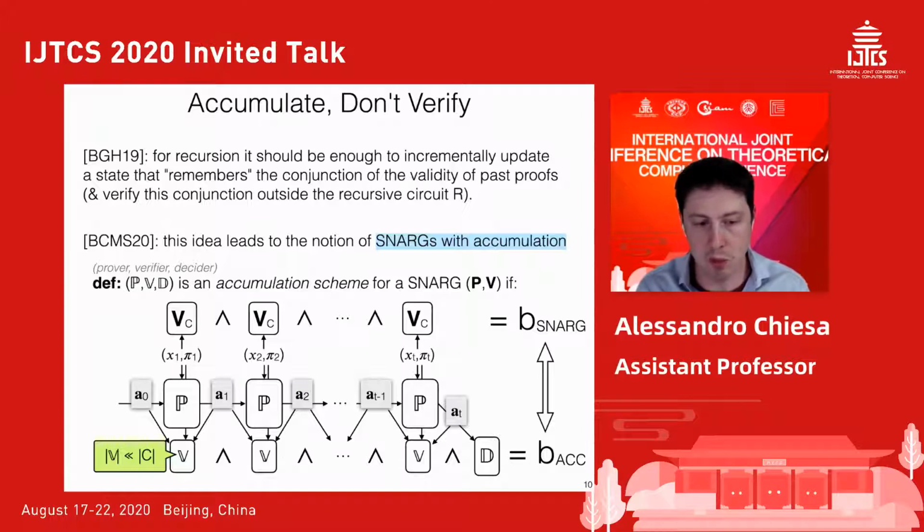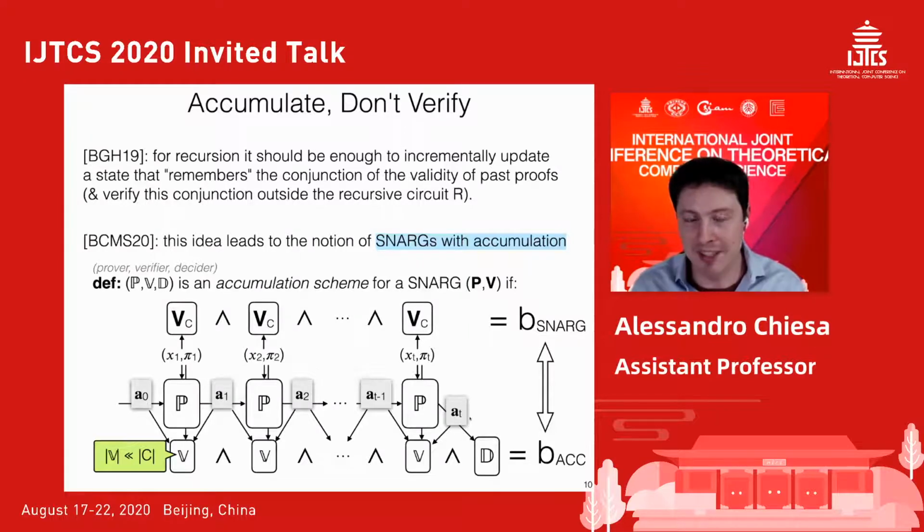But that's okay, because we will be using the fact that the accumulation verifier here is succinct. Again, the intuition is that we're going to have a way to succinctly remember the conjunction of the validity of past proofs, but we haven't checked the conjunction yet. We'll check it later on using the decider, okay? So that's the picture of an accumulation scheme for a SNARK. I haven't said why it's helpful for recursion. I will do that in the next slide. But actually, let me maybe pause for a moment and see if there are questions about this notion.